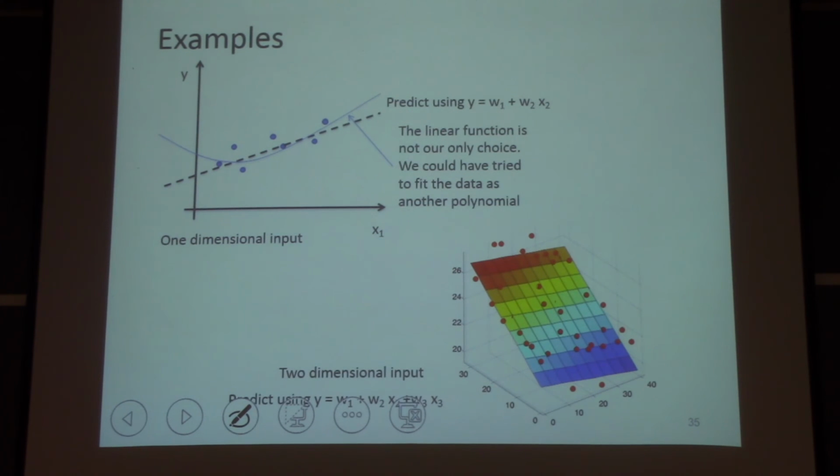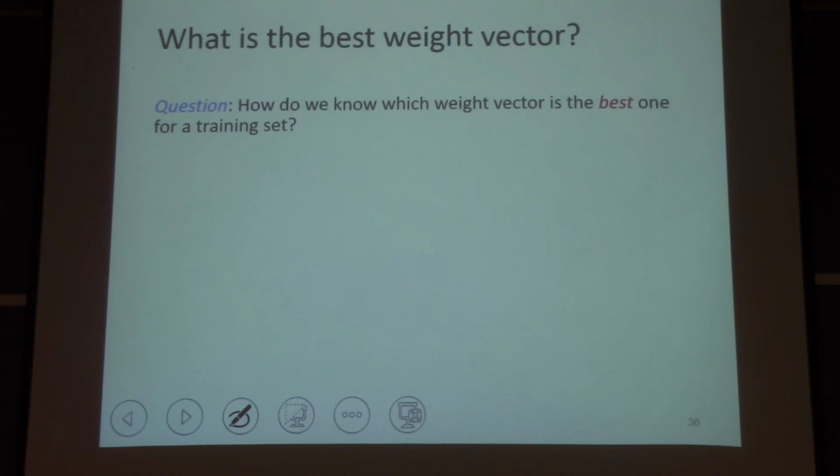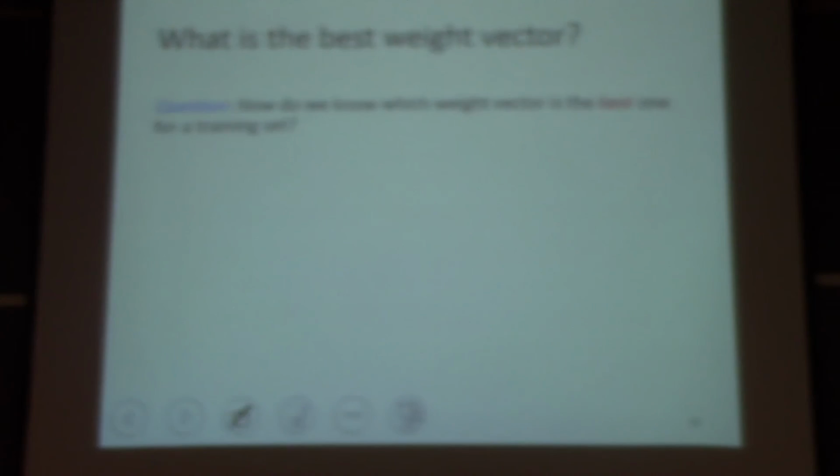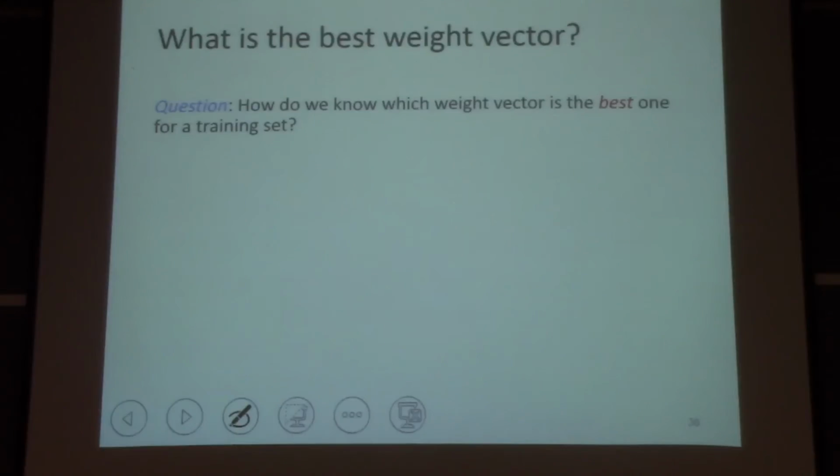Just as another toy example, you can have two-dimensional points, and you can predict using a plane. So the real question now is, given a set of training examples, you need to find the best weight vector, or the best line or the plane that fits the data. Now the question is, how do we know what's the best? What does best mean?